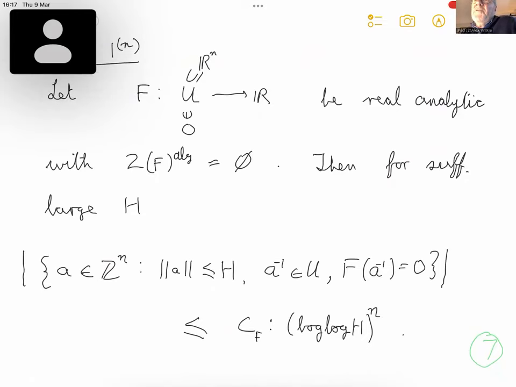If you just take the n-tuples of integers of height less than or equal to H, so that's just the maximum modulus of the coordinates of a, whose inverse, so that's just the tuple consisting of the inverse of the coordinates, such that the inverse integers of coordinates are a zero of f, that set of points has cardinality less than a constant depending on the function, times (log H) to the n. And we actually suspect you can do with the integer part of n over 2 here, but that's not completely worked out. But anyway, that's the new theorem I wanted to announce.